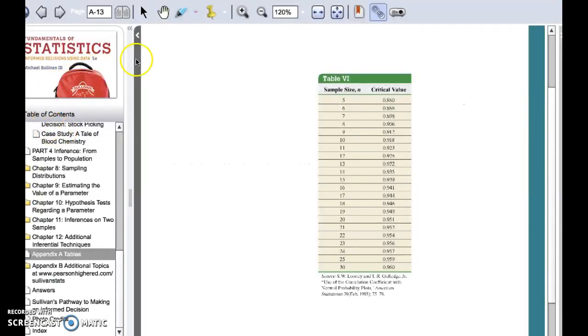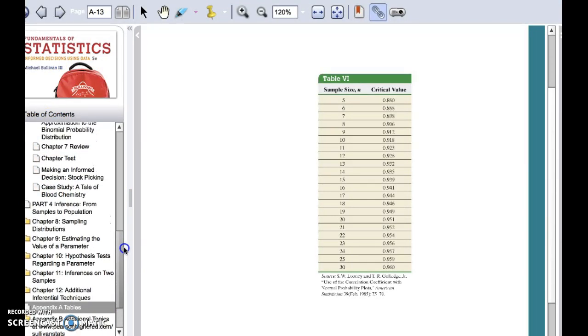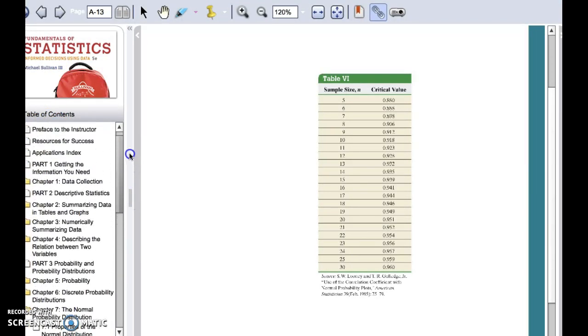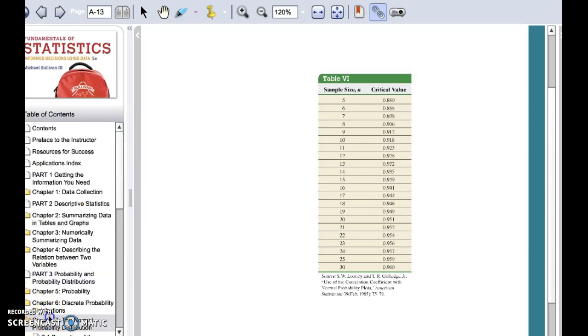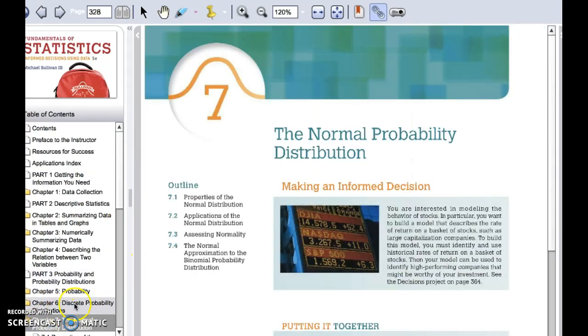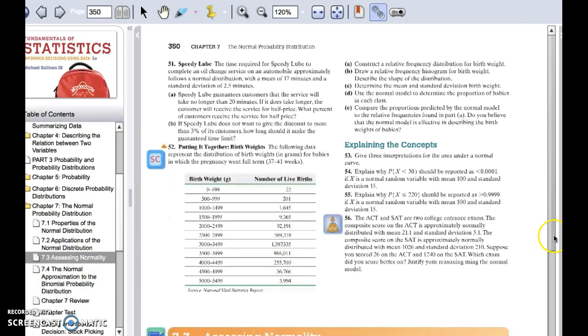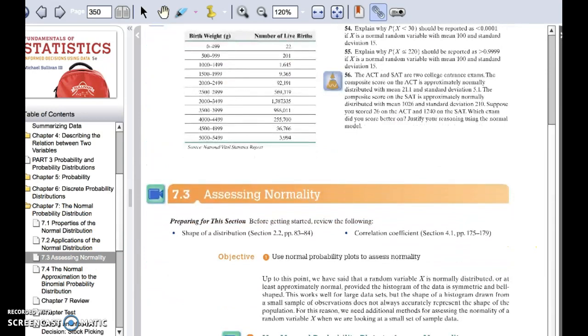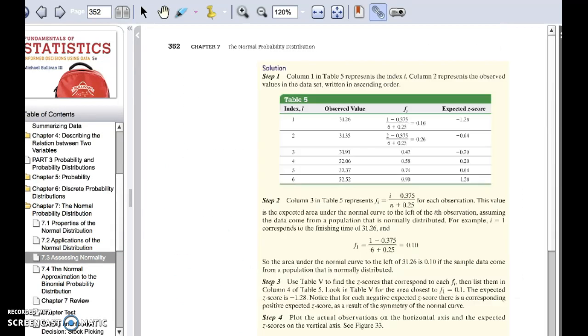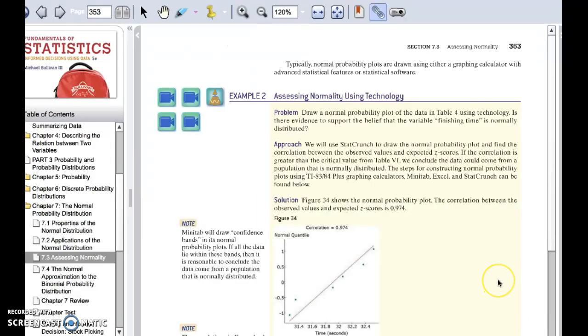In your ebook, we are actually going to go back to chapter 7. We'll come back to this table in a little bit, but we'll go to 7.3. And your book goes through how to do this by hand, kind of in this first example. And then in example 2, what they show you is a QQ plot using StatCrunch.